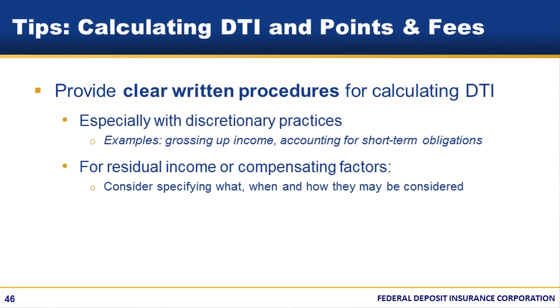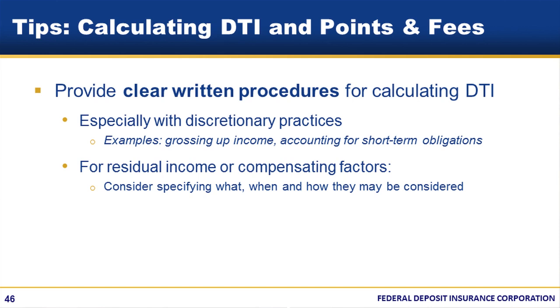Clear written procedures as to how to calculate DTI should help ensure consistent, accurate computation. This may be especially helpful with respect to discretionary practices, such as when you may gross up income or when to take short-term obligations into account. Remember though, for the general QM, you must refer to Appendix Q to calculate DTI. Banks may use both DTI and residual income. You may also consider compensating factors.